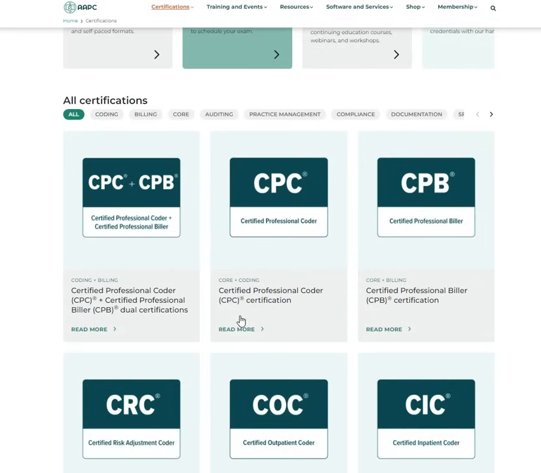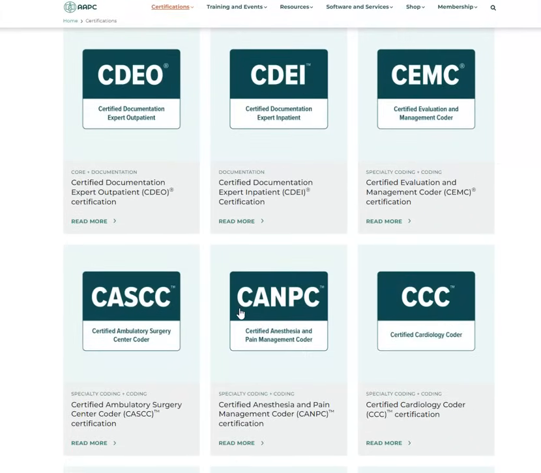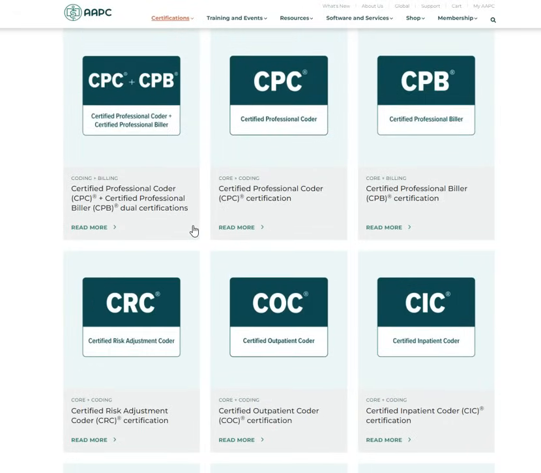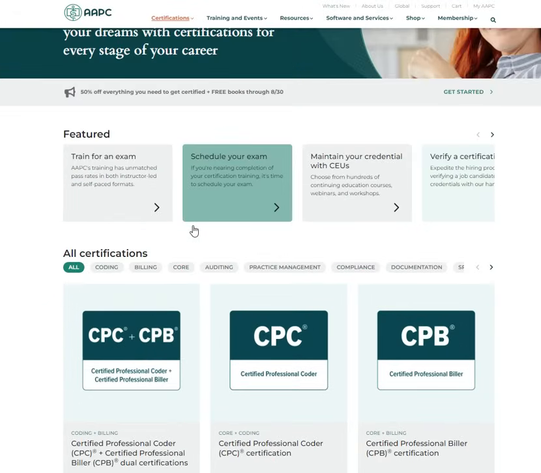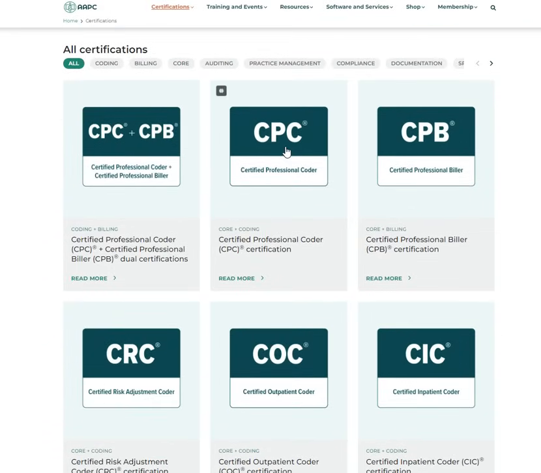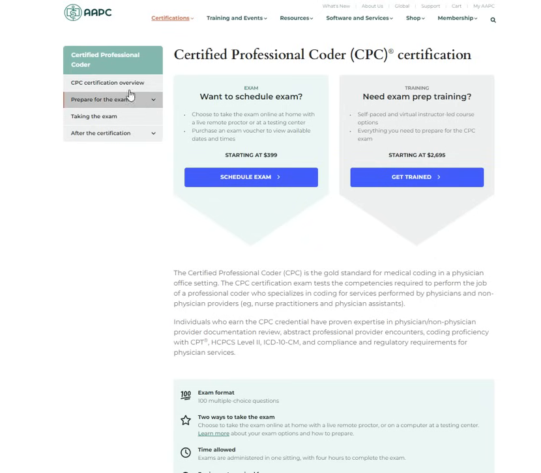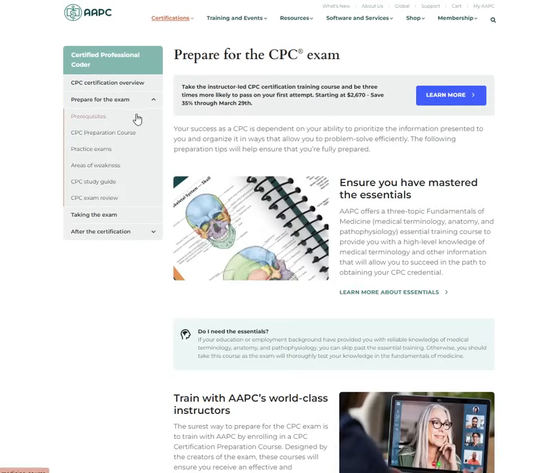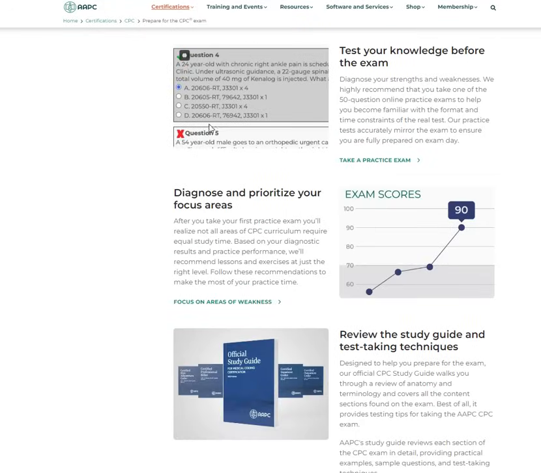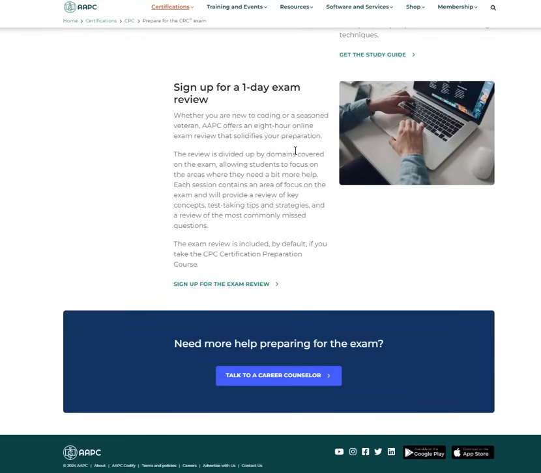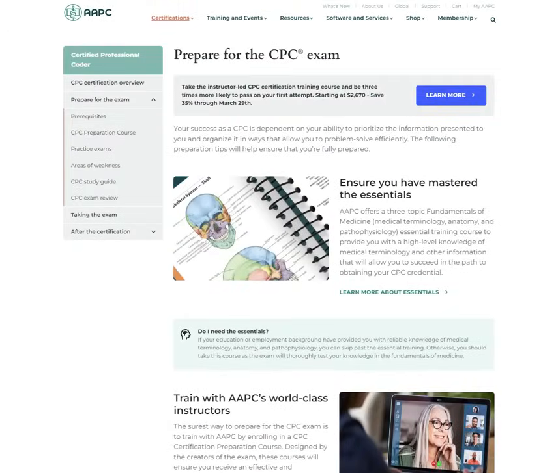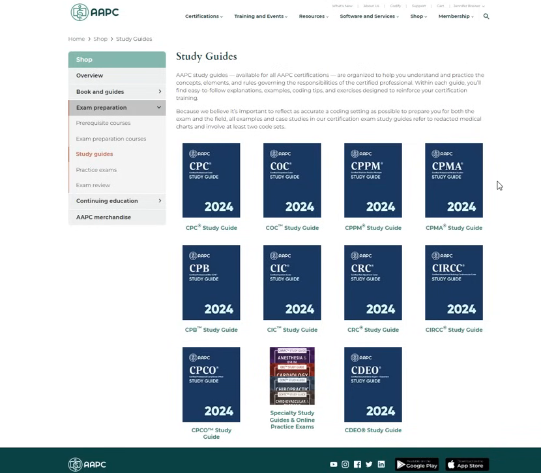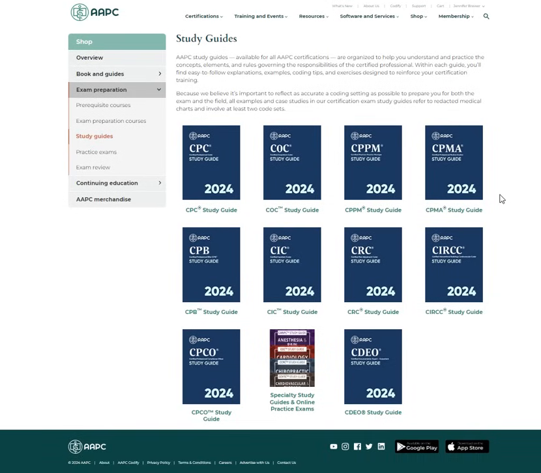Understand your exam format. Be sure to come here to AAPC. Check out the pages for the certification that you're interested in. They all have pages that will let you know how to prepare for the exam, meaning how many exam questions there are for the exam, what the format is going to look like. Super helpful to do.